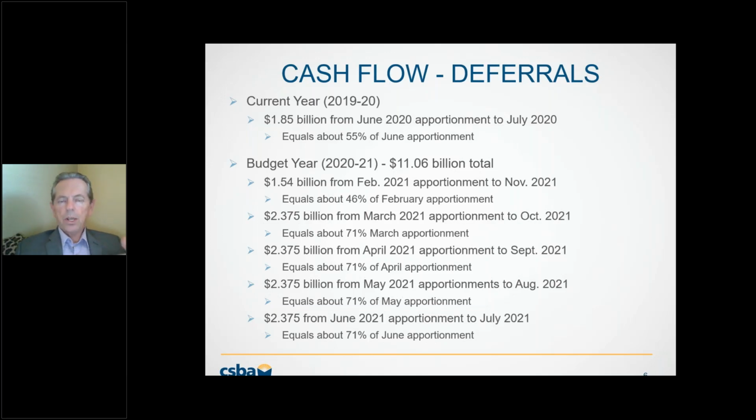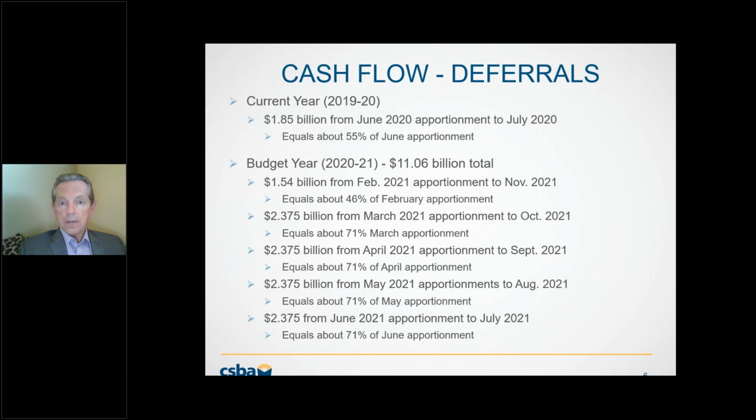But still, what we're looking at here is almost 40 to 45% of what you're expecting to be reimbursed from the state being put off until the next fiscal year. So it creates real challenges in your cash flow. And we've got to tell you, cash absolutely is one of the most important things that you can look at to make sure you're solvent and meeting the needs of your students and your staff.